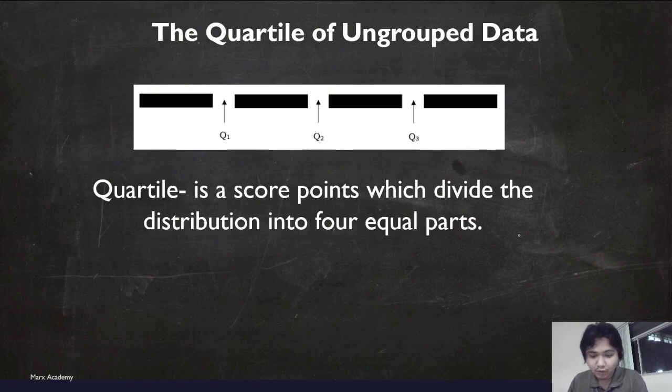So for example, we have a straight line here, and then we're going to divide it into four equal parts. So divide it here, here, and then here. So let's say, for example, this is 0 and this is 100.